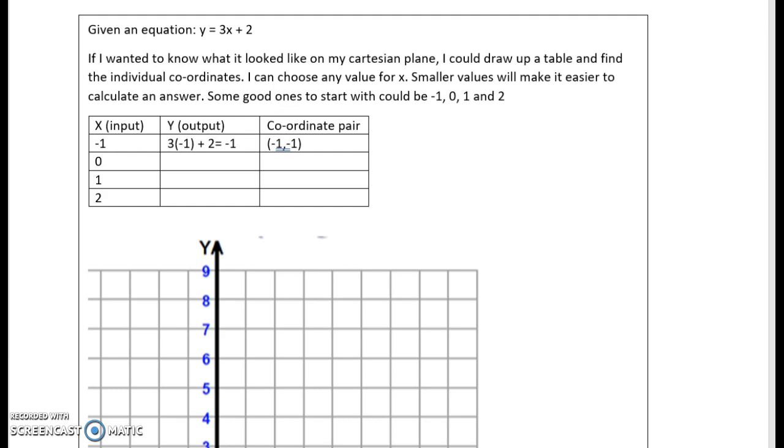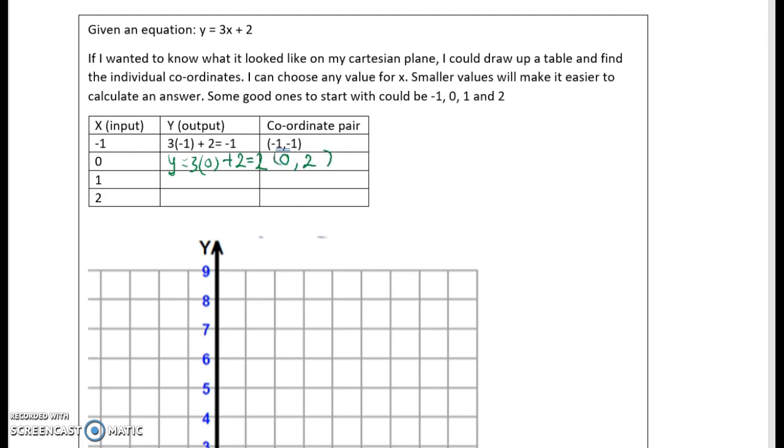Next, I am going to substitute in 0. So that means wherever I see an x, I'm going to put a 0. So y equals 3 times x, where x is 0. That means multiply: if you have your 3 next to the x, it means multiply, and plus 2. So 3 times 0 is 0, plus 2 is 2. So my coordinate pair at that point is 0, 2.